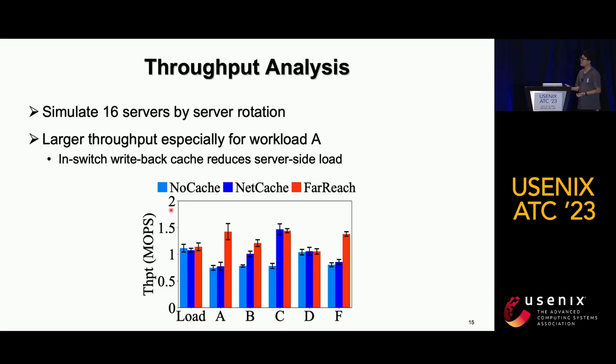Well, the first experiment I will introduce is throughput analysis. Here we simulate 16 servers by server rotation and use different YCSB core workloads. Results show that FarReach can achieve larger throughput than baselines, especially for workload A, as workload A is skewed and write intensive. The reason is that the in-switch write-back cache in FarReach can absorb the writes on cache records and reduce server-side load.